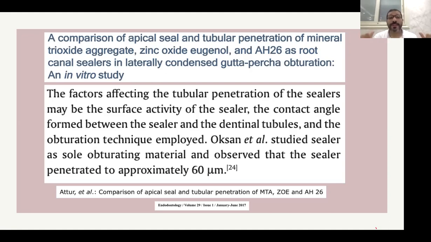So when we talk about the bacteria in previous slides, we talked about how bacteria can colonize and are able to penetrate inside the dentinal tubules up to 200 to 300 microns. And here the maximum penetration of the sealer is 60 micrometers. So you have to imagine that at least we have 140 microns of empty space embedded with bacteria. That's why, when we're talking about complete sealing of the root canal system, it is impossible to obtain complete sealing of the root canal system.